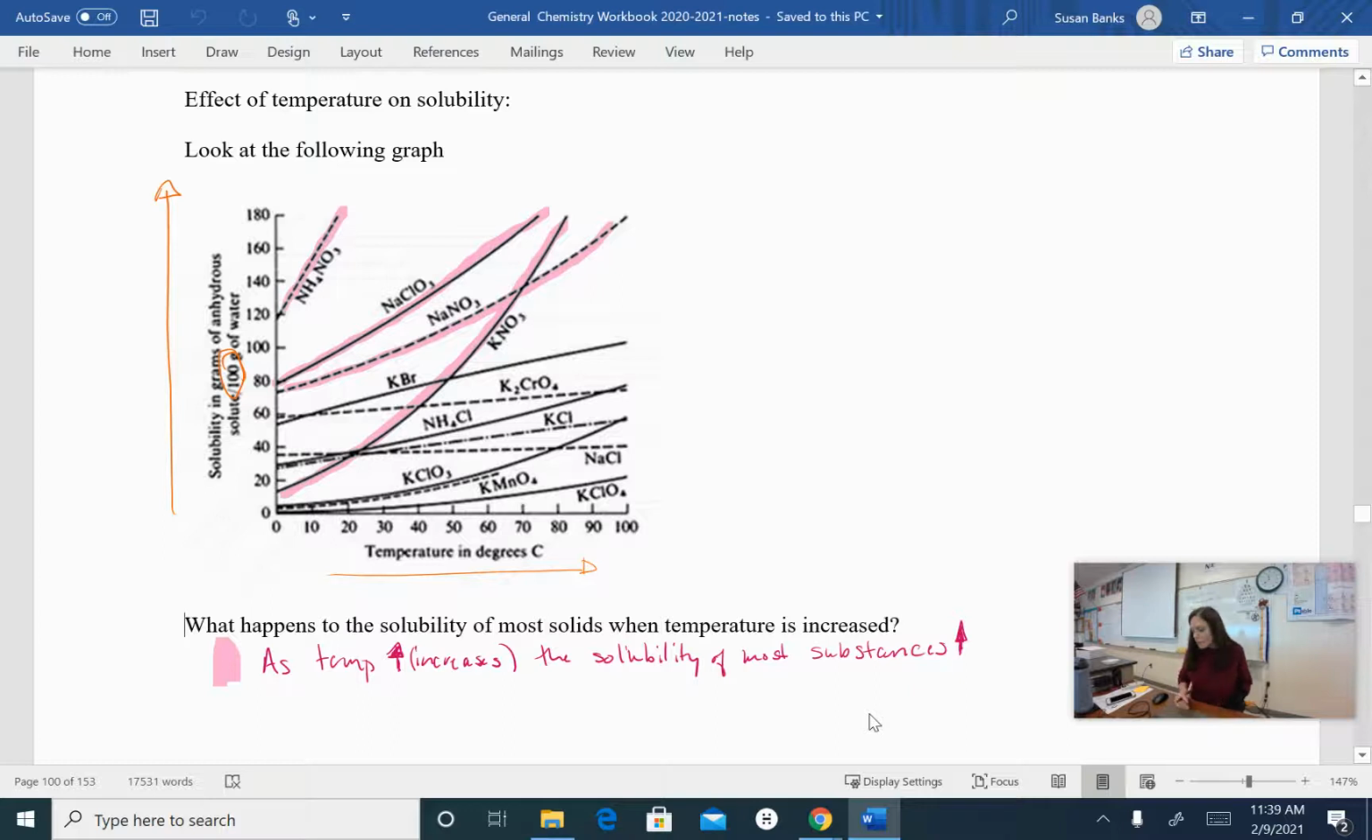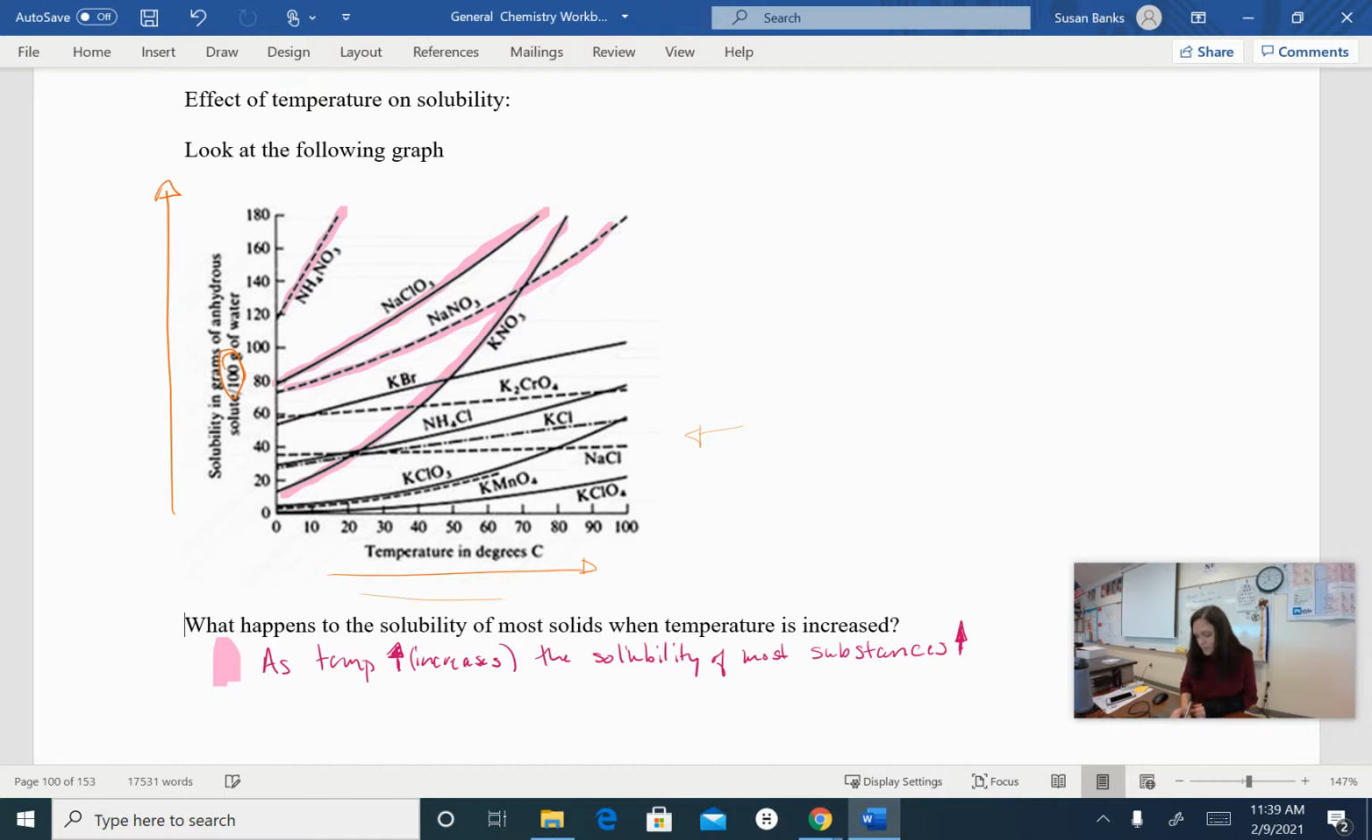All right, Gen Chem, we are going to talk a little bit more about solubility today and also start learning how to do calculations of concentrations. So when we left off last time, we talked about how solubility of solids in liquids tend to increase when the temperature of that solvent increases. And we determined that by looking at this graph that we have right here.